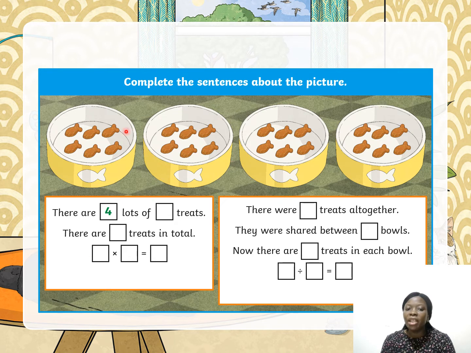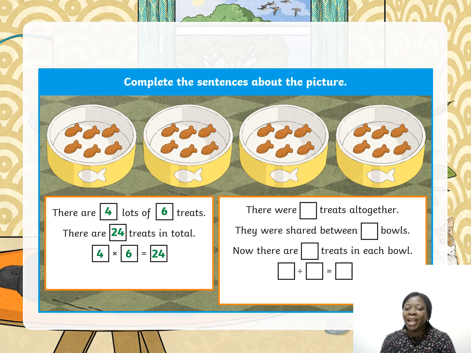Now you need to count how many treats are inside each of the bowls. Let's count together. 1, 2, 3, 4, 5, 6. So there are 4 lots of 6 treats. Now how many treats are there in total? We need to count all the treats in all the bowls together. When we are done counting, we are going to be getting 24. So there are 24 treats in total. Now, what would be our multiplication sentence? Our multiplication sentence would be 4 multiply 6 equals to 24.